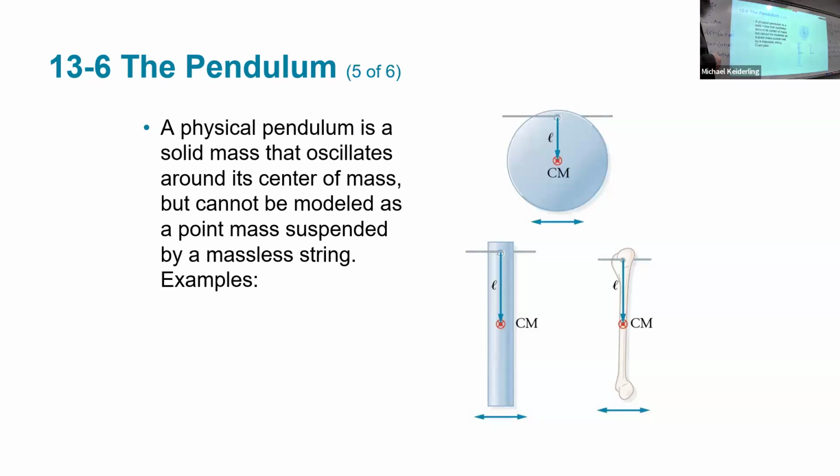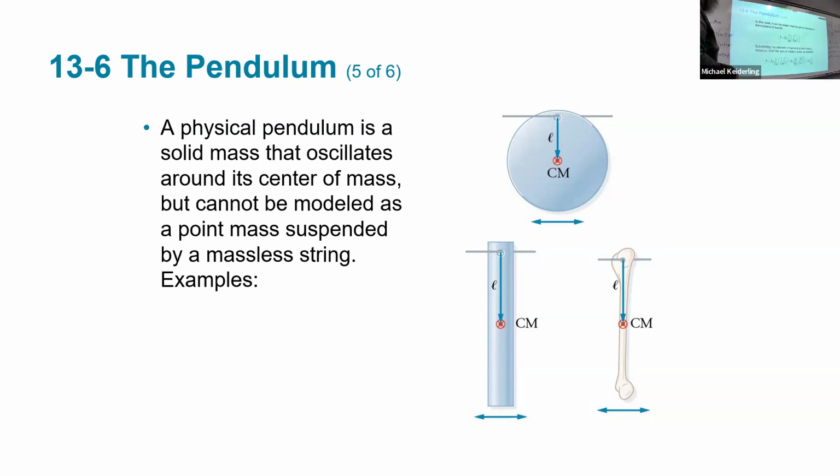Now, a physical pendulum is a solid mass that will oscillate around its center of mass, but cannot be modeled as a point mass suspended by a massless string. Here are some examples. A disc hanging from a point, a wide rod that has mass all the way through, a bone.